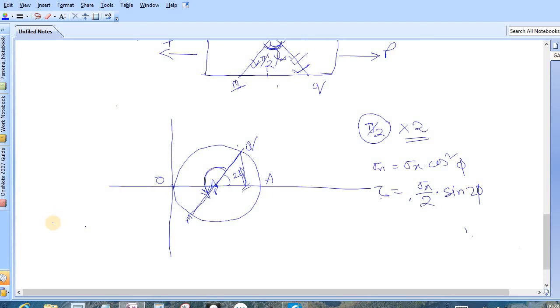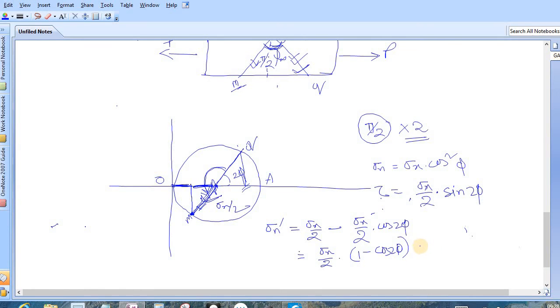And here let's check what is the stress acting on MN. For MN our point is coming here, and corresponding to this point the normal stress is only this much. What is this value? The sigma n dashed is equal to sigma x by 2 minus this value. This is the cos component of this one, or sigma x by 2, because this is the radius. So it is coming as sigma x by 2 into cos 2 phi. If we take common sigma x by 2, you will get 1 minus cos 2 phi. Again another formula, 1 minus cos 2 phi means 2 times sine square phi. Cancel 2 and it is coming as sigma x into sine square phi.